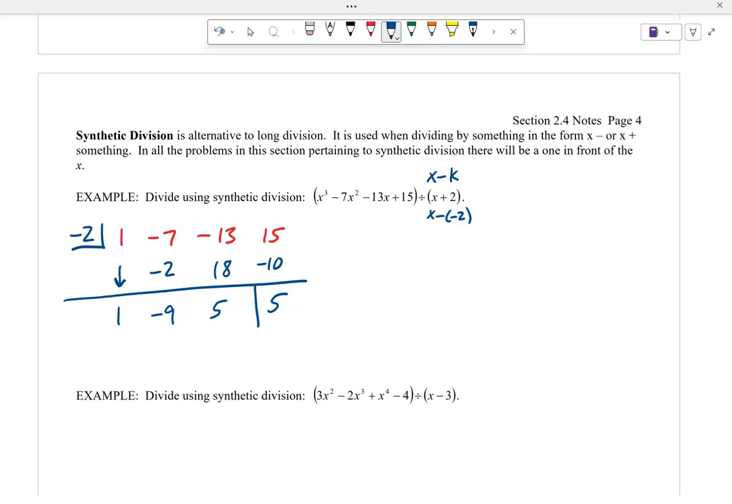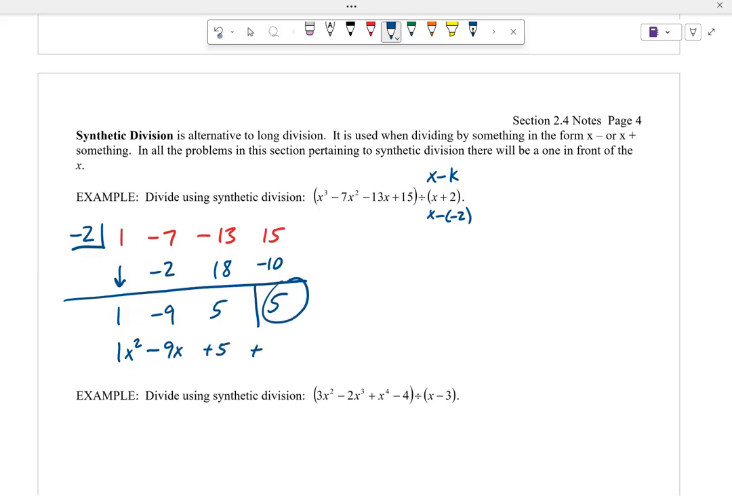So how is this our answer? Well, these are the coefficients of our quotient. So it's 1x. Now I'm dividing by something of the form x minus k. So it's going to be 1 degree less than the dividend. The original dividend had a degree 3. So it's 1 degree less than that. So this is 1x squared, because I started as a x cubed, minus 9x plus 5.